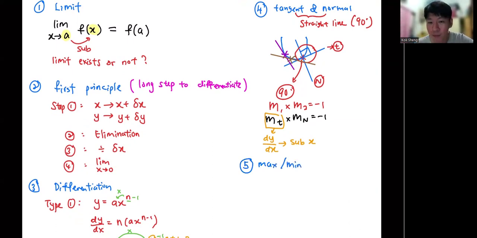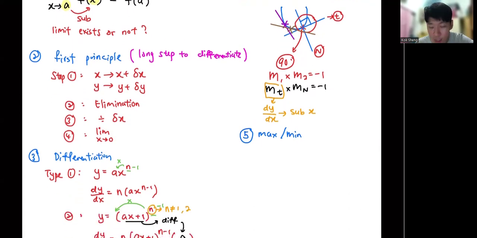Maximum, minimum. One more last one. This part here is actually continuing from the tangent. Because for maximum, minimum, we are also referring to the tangent. I draw a curve here, and let's say this is the minimum point now.